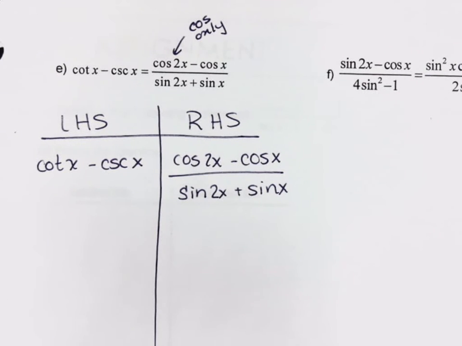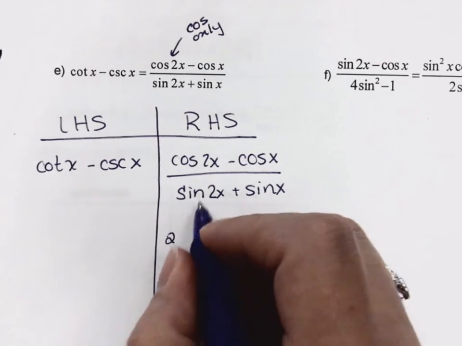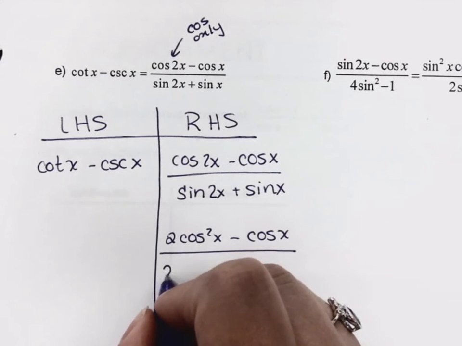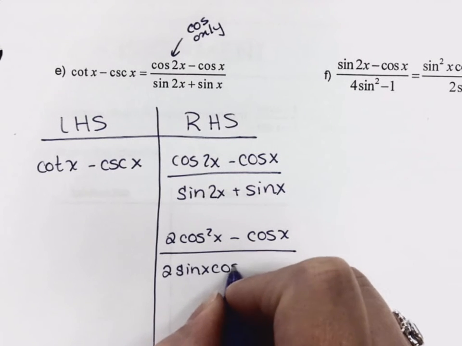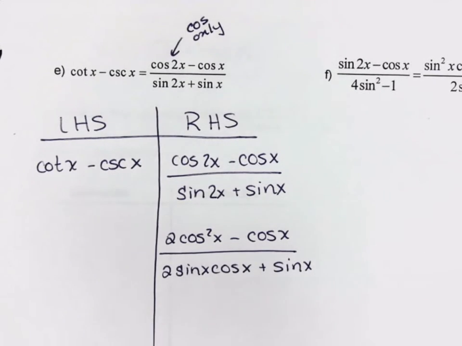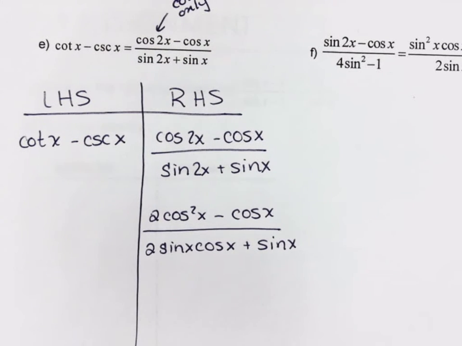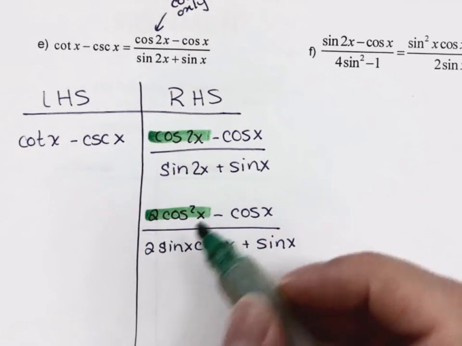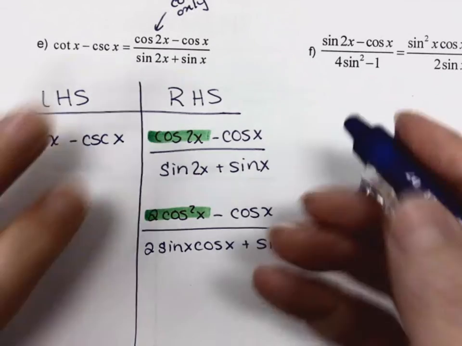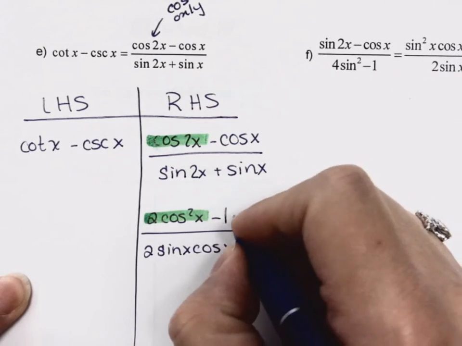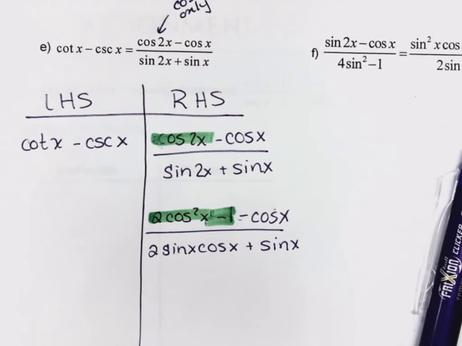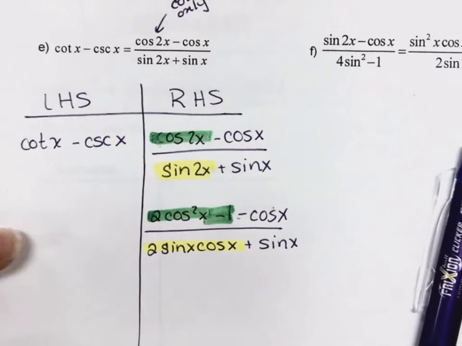I don't know if that's the right answer, but I'm going to try that first. So I'm going to go 2 cos squared x minus cos x over 2 sine x cos x plus sine x. So hold on, all I did was replace this. Oh, did I miss a 1? I missed a 1. Sorry, guys. I just got so excited. So all I did was replace that off the formula sheet. Those two things came right from my formula sheet, and this came right from my formula sheet.